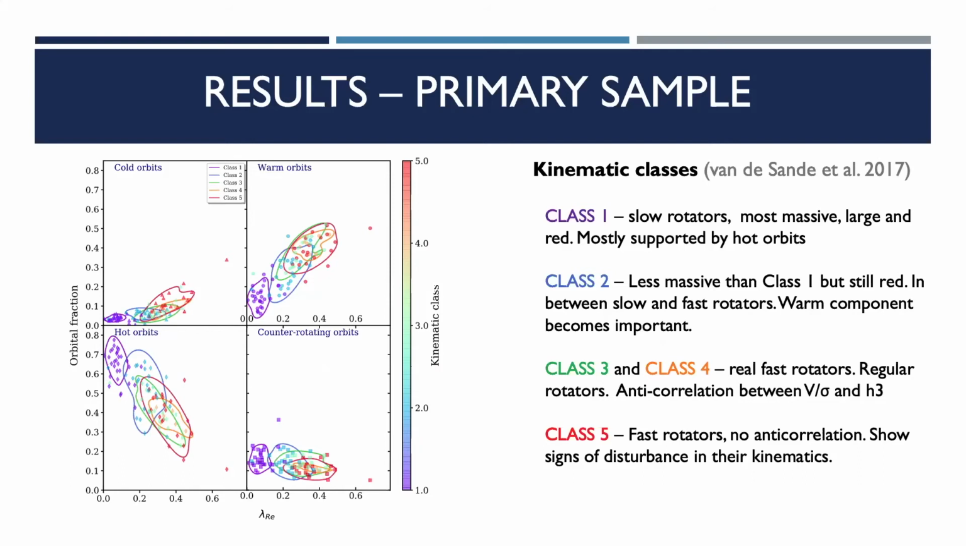I say as expected because slow rotators are pressure supported, and their main contribution is given by random motions, and that's what hot orbits are. We don't expect them to have strong rotation, so we don't expect them to have huge values of cold or warm orbits. If we look at galaxies with higher spin parameter, we see that the contribution of the warm component starts to increase, and cold orbits increase a little bit as well, but not that much.